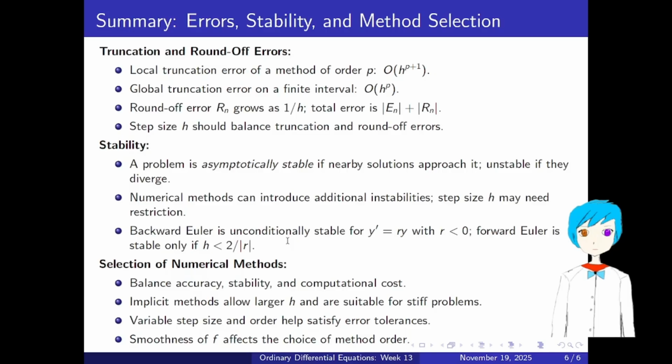Generally speaking, implicit methods allow for larger step size and are suitable for steep problems. Variable step size and order would also help us satisfy error tolerance for the local truncation errors. Finally, the smoothness of the function f, the derivative of the solution, also affects the choice of the order of the numerical method. Thanks for listening.